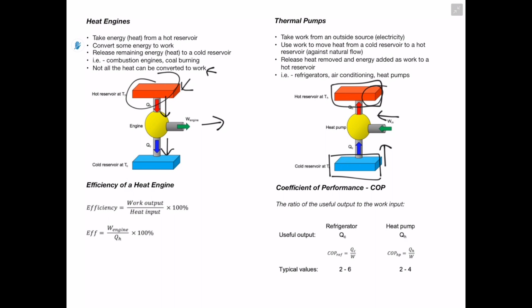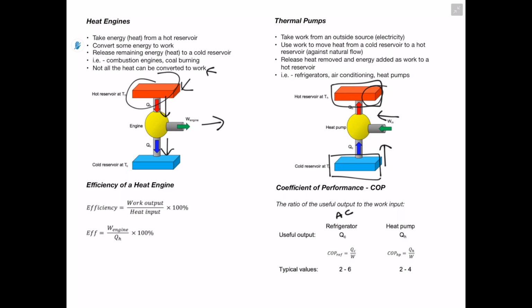and we want to get this section here as cold as possible. And this brings us into the coefficient of performance, or COP, and this is the ratio of the useful output to the work input. And for a refrigerator or an air conditioner, we're going to define that as the amount of heat we got out of the cold reservoir divided by the amount of work we put in to get that heat out of there. And our values are usually going to be between 2 and 6.